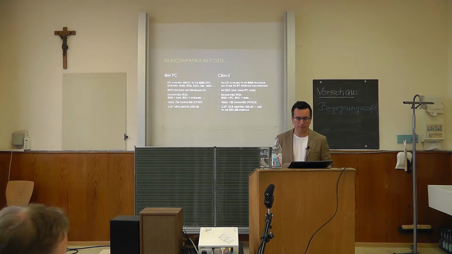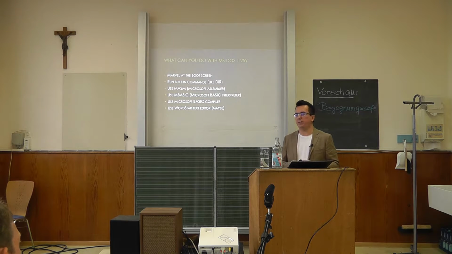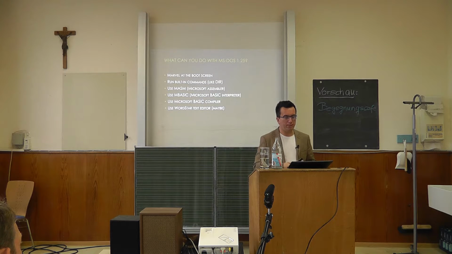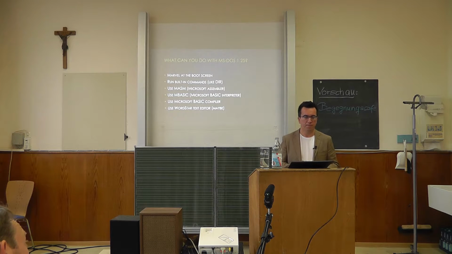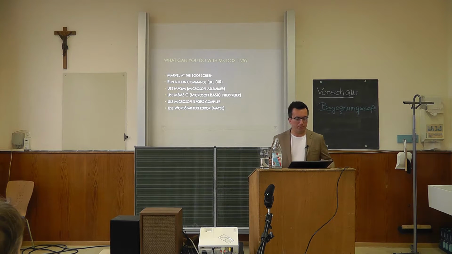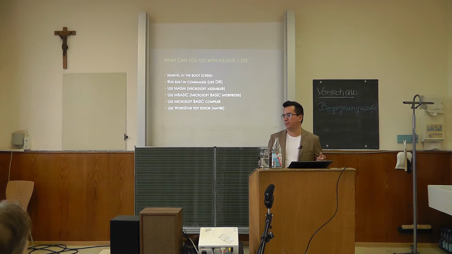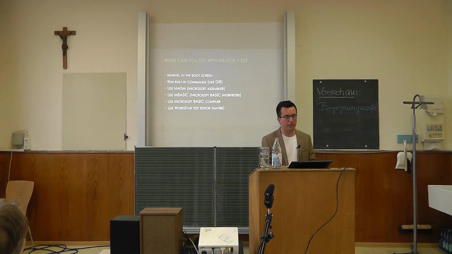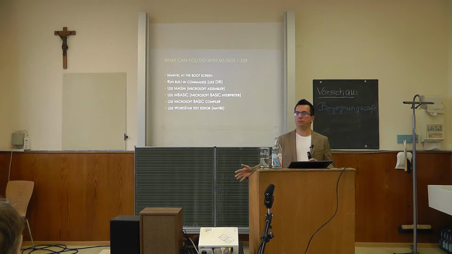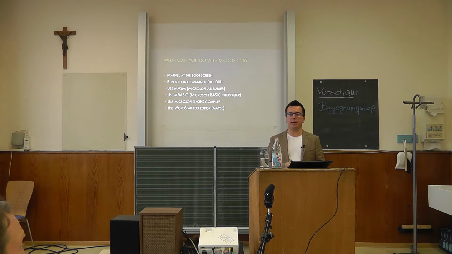So basically, what can you do with this kind of incompatible machine? Well, of course, you can run MS-DOS 1.25, which has been written for that machine. You can run some MS-DOS command like dir. Not very exciting, but yes, you can do that. You can use Microsoft Assembler, which is actually included on a Commodore disk. You can run Microsoft Basic Interpreter that has been ported from CP/M.